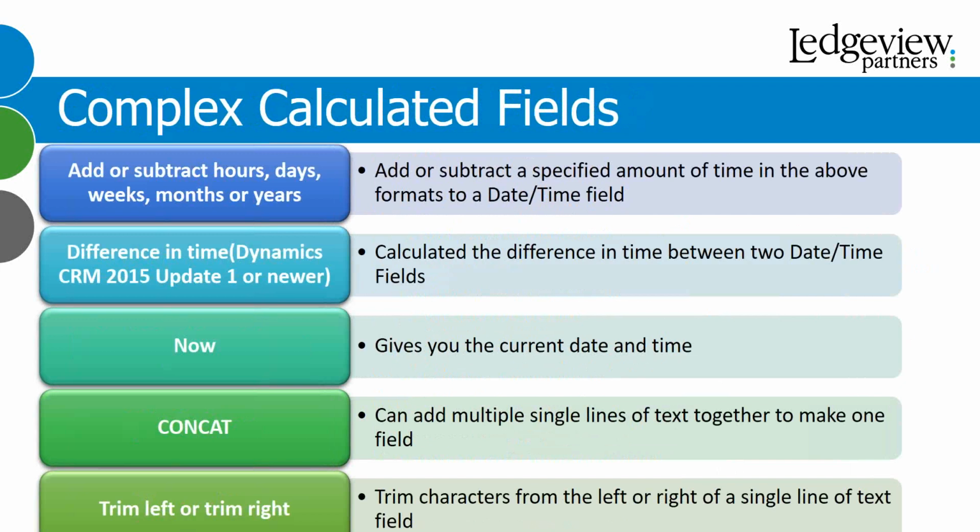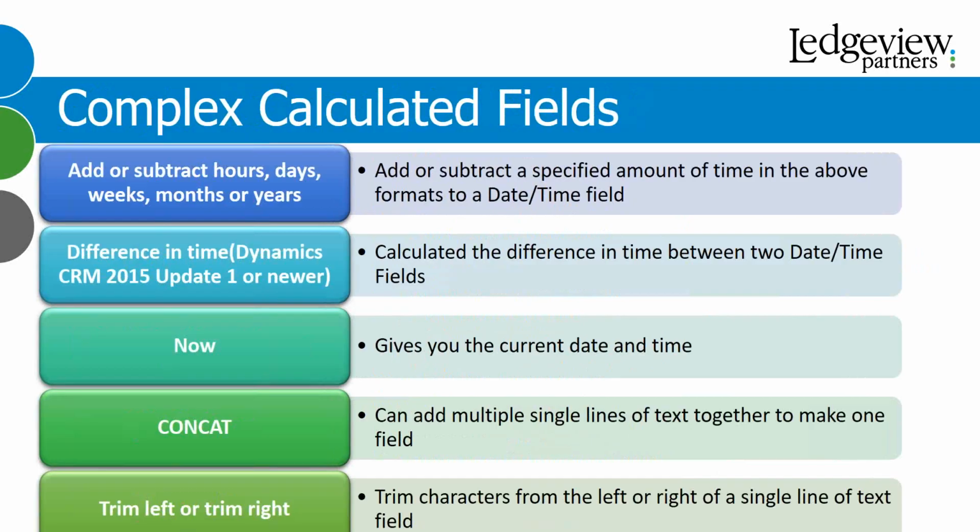The now feature, this is actually more used in calculations because it gives you the current date and time. An example would be, show me how long a record's been open. So you do the difference in days between the created on date and now. And then that will give you that information. So that's really important to be able to calculate.